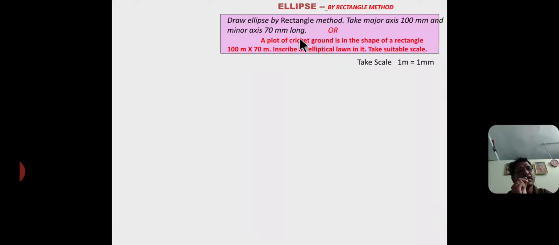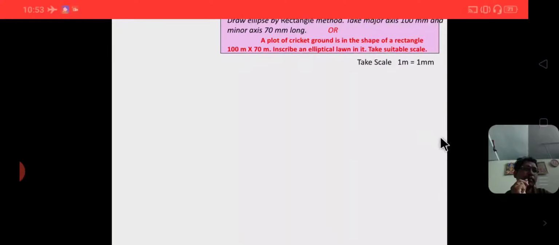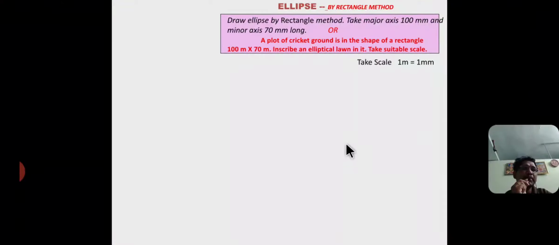And the other question is, a plot of cricket ground is in the shape of a rectangle having dimensions 100 meters by 70 meters. Inscribe an elliptical lawn in it. Take a suitable scale. So in these two problems the answer is the same, but the main difference is the dimensions.